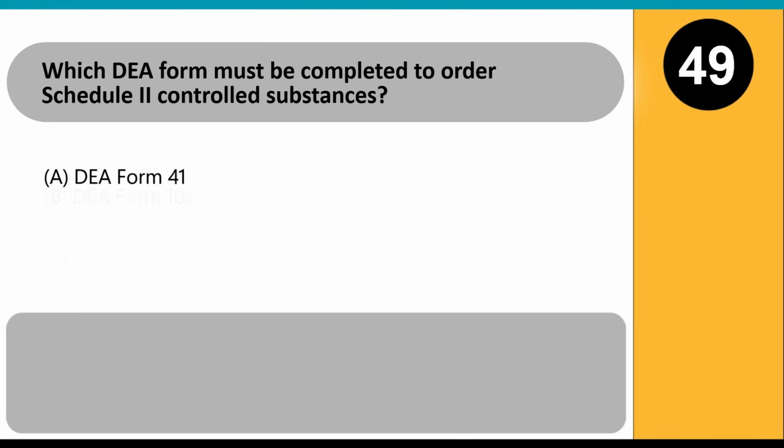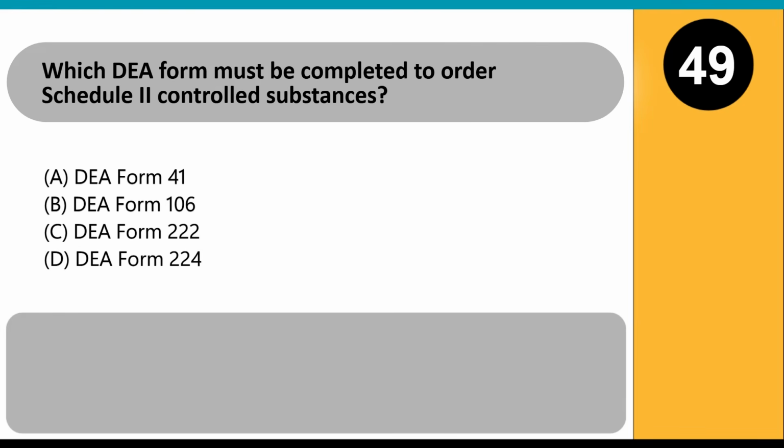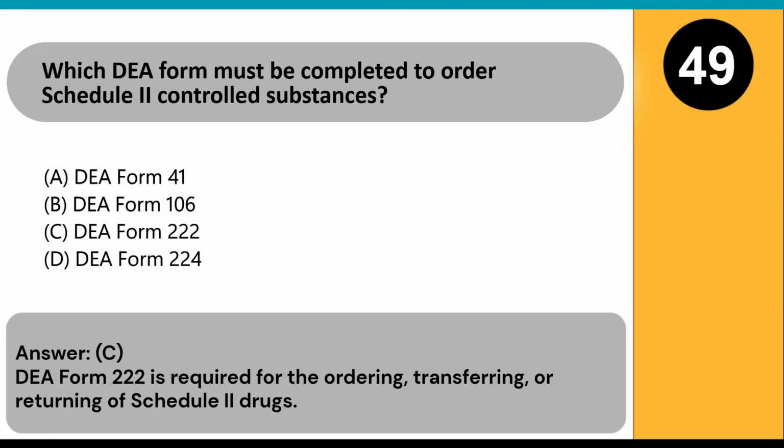Which DEA form must be completed to order Schedule II controlled substances? A. DEA Form 41. B. DEA Form 106. C. DEA Form 222. D. DEA Form 224. Answer C. DEA Form 222 is required for the ordering, transferring, or returning of Schedule II drugs.